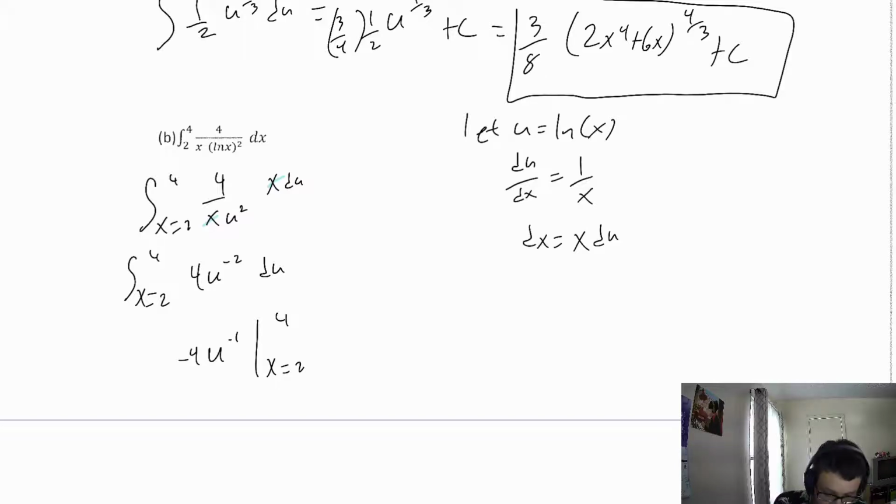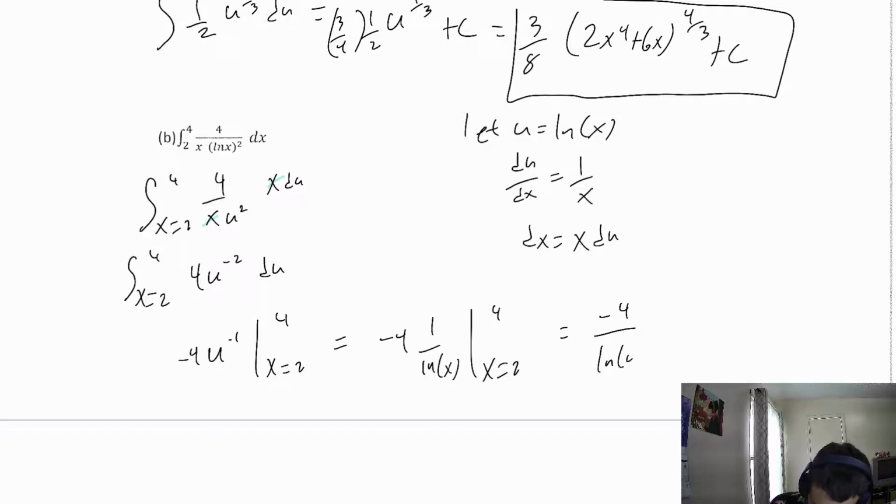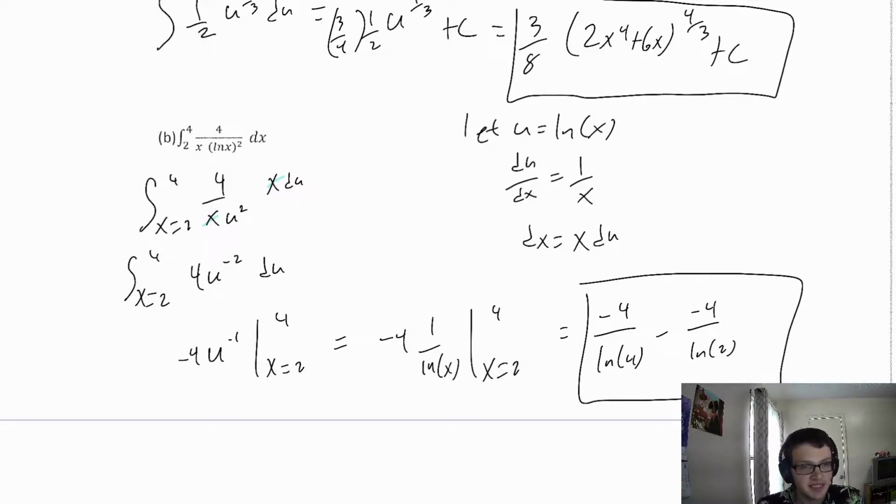Now we just need to trade our u back in for x's. This is minus 4 times 1 over the natural log of x, evaluated as x goes from 2 to 4. So this gets us minus 4 over natural log of 4 minus 4 over natural log of 2. And ta-da! Okay, and I may have gone over this quickly. The reason we get 1 over natural log x is because we plug in natural log x here. We have natural log x to the minus 1, so that means we flip it to the bottom.